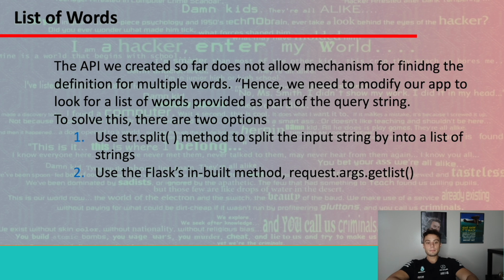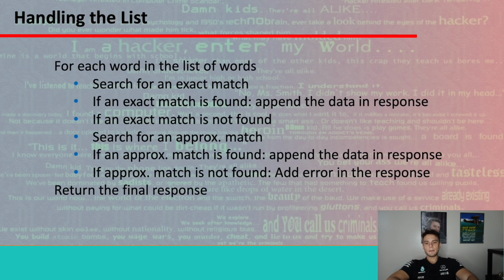We're going to be using the split method in order to split the input of the list into different strings, and also instead of the get function, this time we're going to use the getlist function, which will provide us with the ability to get more than one word at the same time. So for each word, we're first going to search for the exact match, and if an exact match has not been found, then we're going to search for an approximate match, and if an approximate match is also not found, we're going to move to the next word. So let's see how this is done in our IDE.